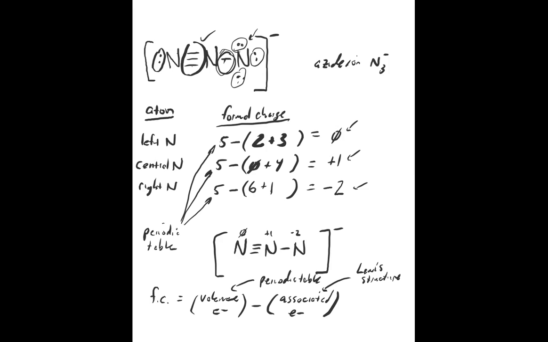Okay. And again, the tricky thing for this is that in the Lewis structure, a lone pair counts as 2, a single bond counts as 1, a double bond counts as 2, and a triple bond counts as 3. And then you add up these numbers, and they go in here, associated electrons. This number here comes from the periodic table. Okay, let me do one more.